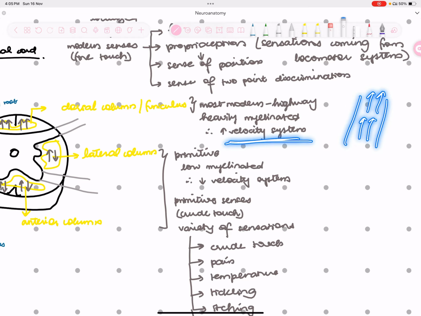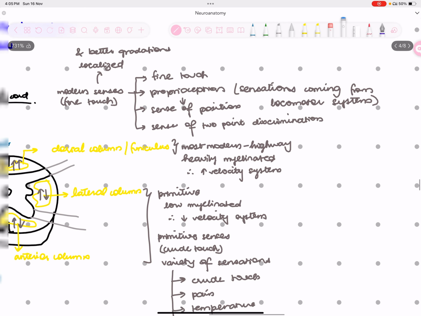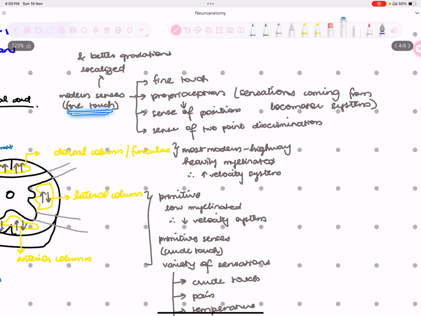And why is it high velocity? Because it is heavily myelinated. So it's a highway which is high velocity because it is highly myelinated. And the other thing about it is it's carrying only the ascending pathways, right? Ascending tracts. So this is about it. And it carries the modern information, the modern sensations. What are the modern sensations? Like fine touch. Fine touch, that's a modern sensation.